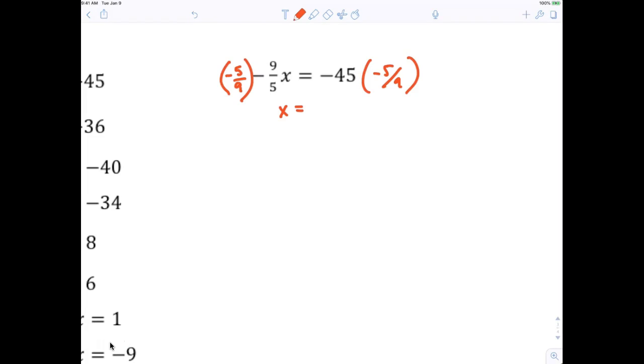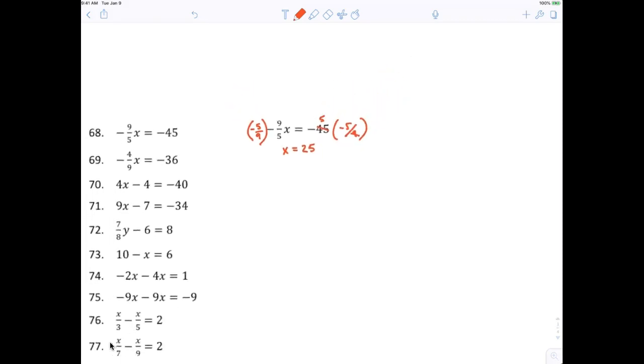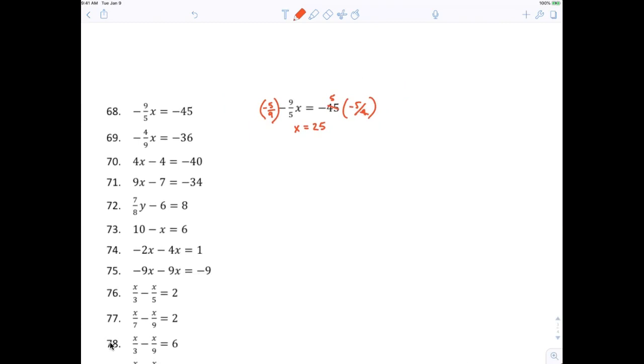All right? So what's the final answer here? 25. Beautiful work. All right, very, very good. X is equal to 25. All right? Because we did what? 45 divided by 9, which is 5, and then 5 times 5 is 25. All right? Any questions with that? All right? So now let's bring out the next problem here.